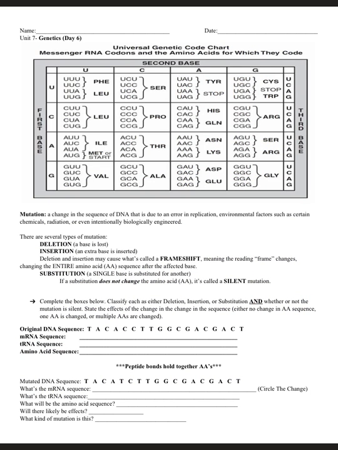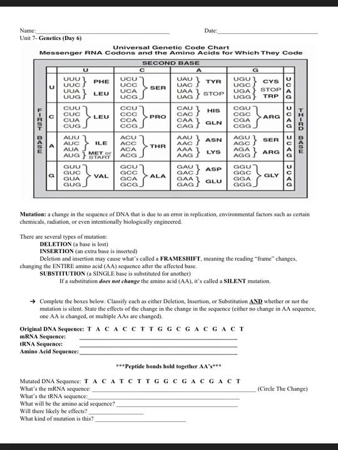A mutation is a change in the sequence of DNA that is due to an error in replication. Environmental factors such as certain chemicals, radiation, or even intentionally biologically engineered changes. Okay, so factors such as pollution, smoking, those are all factors that could onset a mutation. Today we're going to review the different types of mutations and how they can affect each cell.